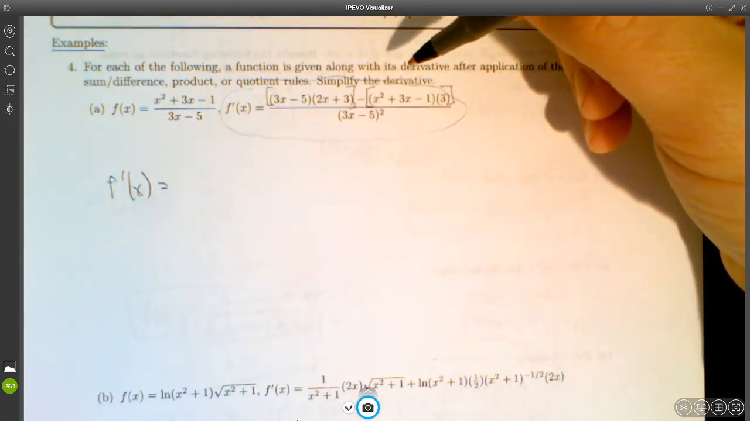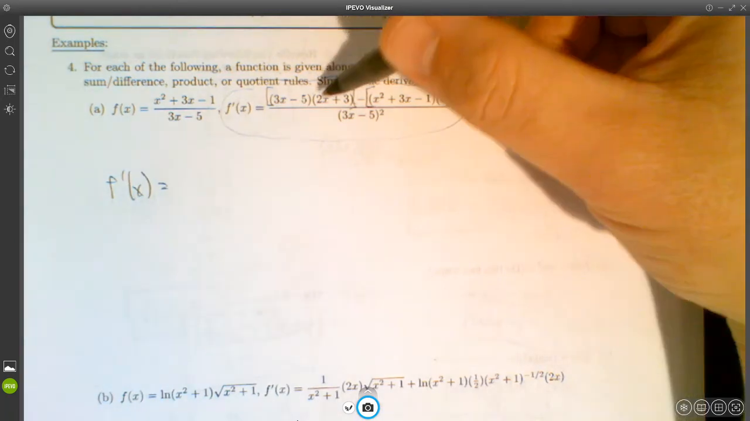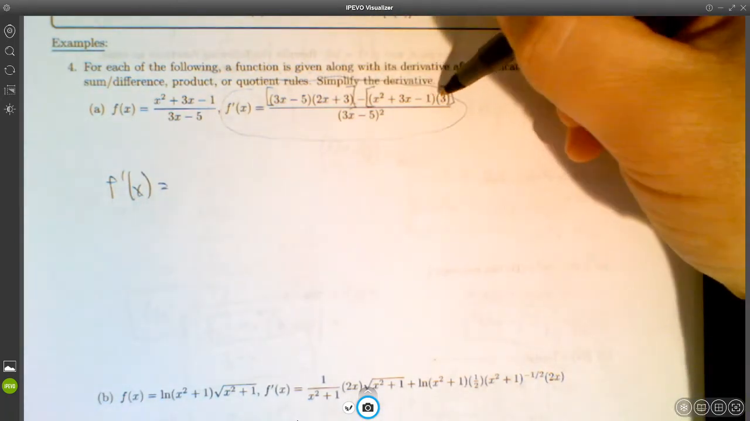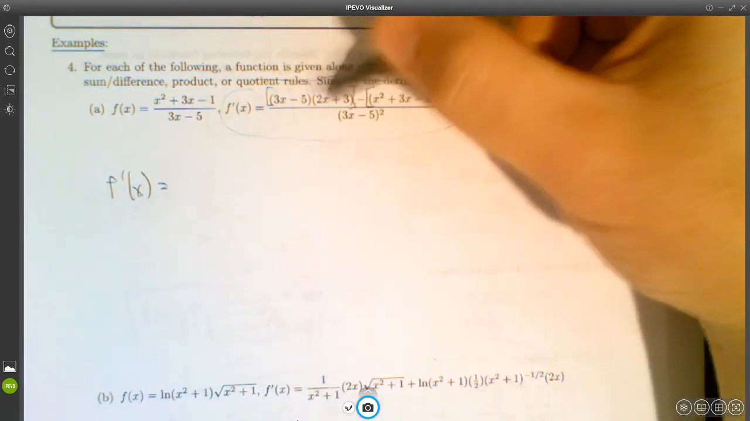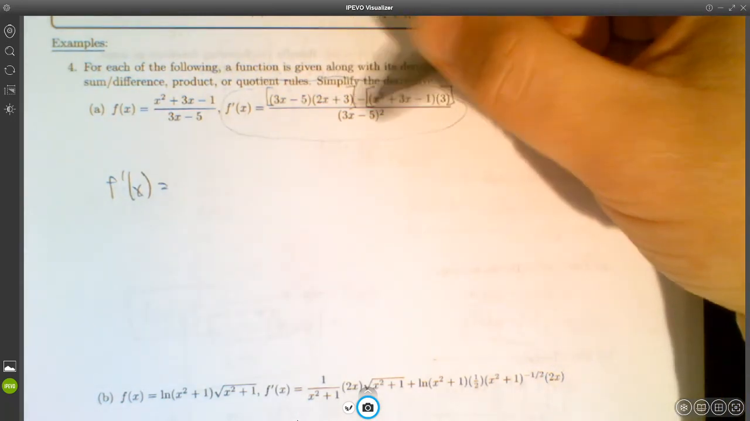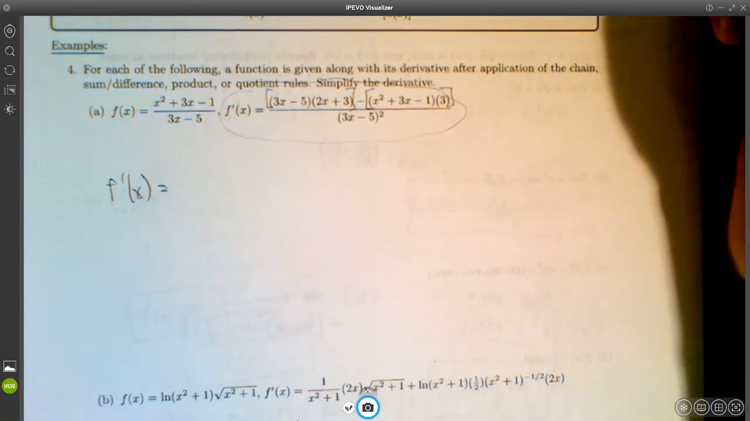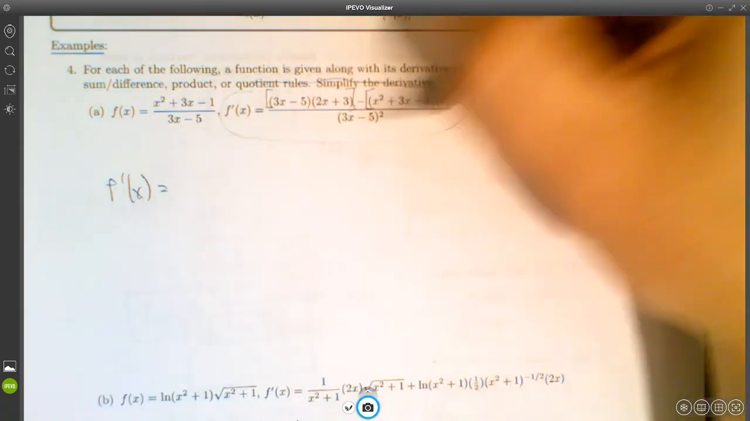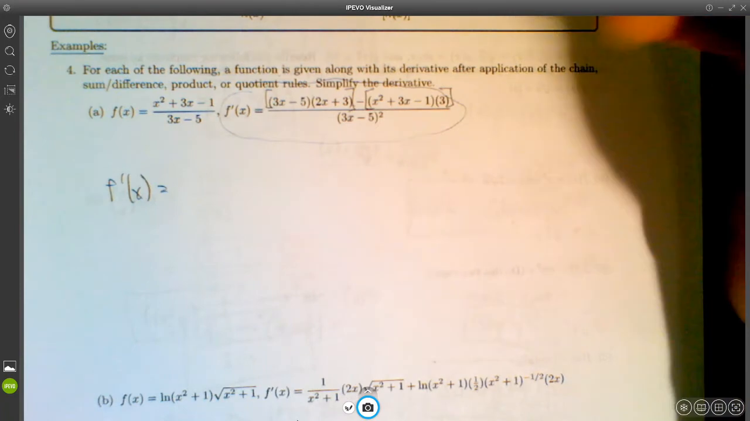But maybe if I distribute the 3 here, FOIL this out, and then combine like terms, I might be able to refactor the numerator, and maybe it has a 3x minus 5 in it. I don't know. Even if I can't, I should still at least simplify the numerator. So let's get busy doing that.